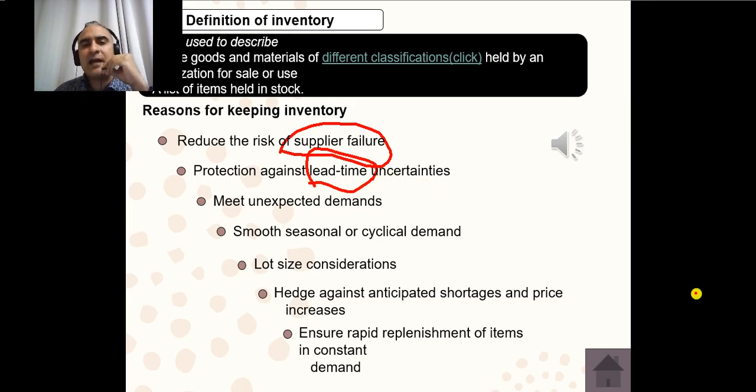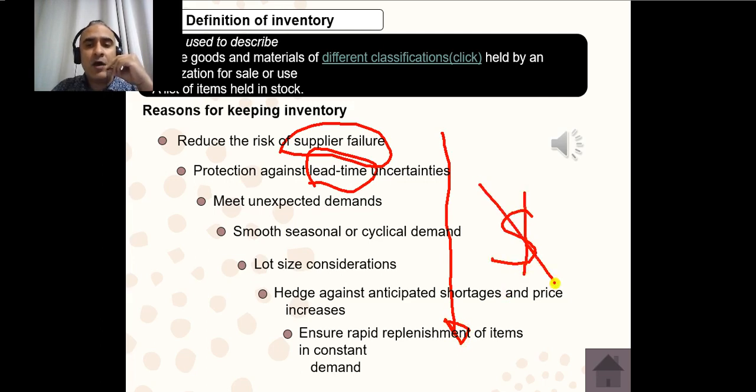Maybe that lead time is going to be too slow, so we need to have some inventory just in case something wrong happens. So anyways, we have many reasons for having extra inventory, but in the end, what we have to understand is that having inventory means money that is not moving.